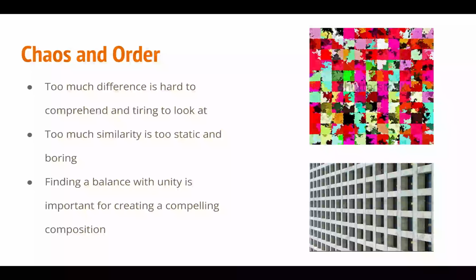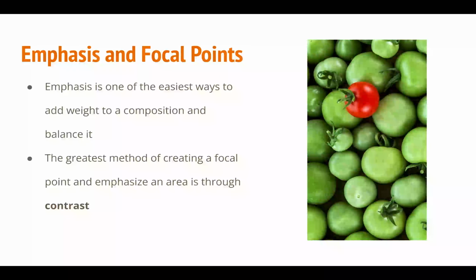So, speaking of organizing our image and making it make sense, there are extremes to this, right? Obviously, if you have too chaotic of an image, it's really hard to look at and it's exhausting, right? Like that top example. And then if your image is very repetitive or static, right, or it's too similar, then it can be really boring. So finding a balance with unity is important for creating a compelling composition. So finding the right amount of chaos and order to keep your composition fresh and interesting.